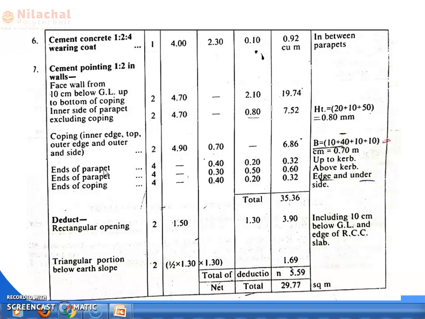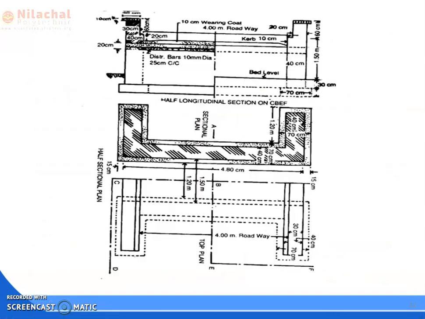First of all, before going through the calculation part, we need to know what the bearing course is. Normally, the bearing course is provided between the parapet walls. On that basis, we can consider the length and breadth of the bearing course on the basis of the roadway length. So first of all, we go through the figure.